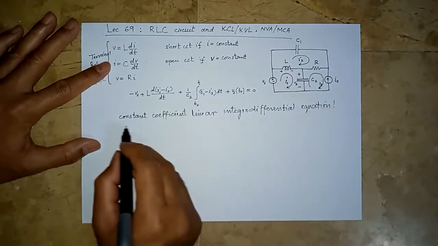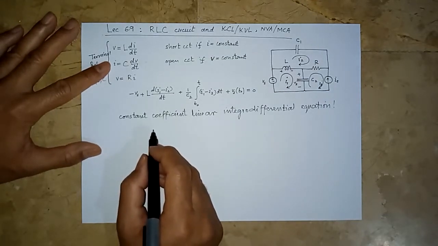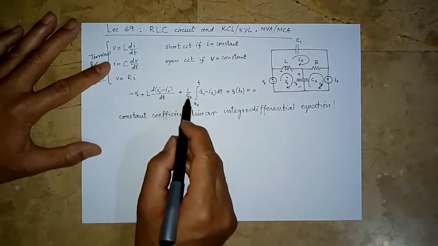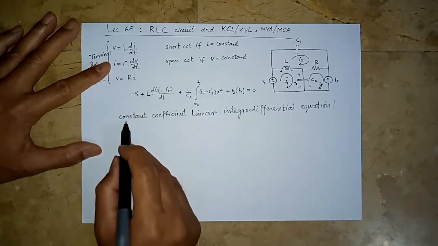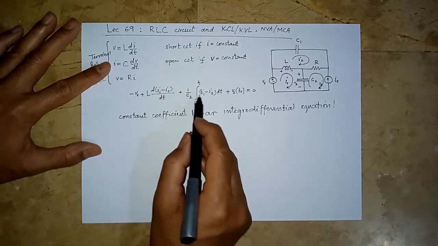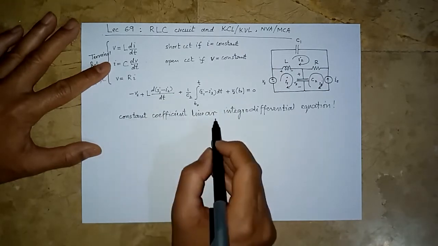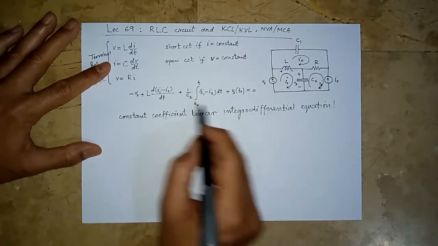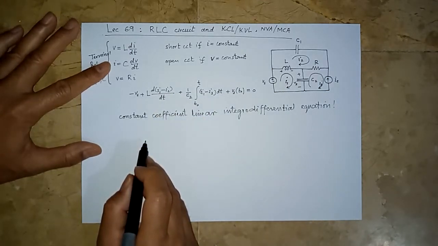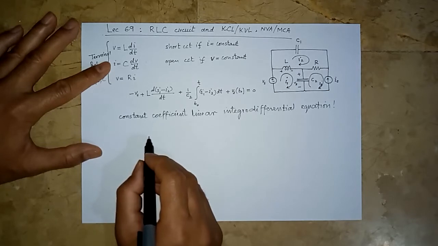The book jokes and says it's not very easy to pronounce even, and it's equally harder to solve, or rather more hard to solve. It's a constant coefficient. These coefficients are constant. The coefficient 1 or minus 1 here is a constant coefficient, and it is a linear equation because derivative is a linear operator, integral is a linear operator, a summation is a linear operation. So it's a constant coefficient linear integral differential equation. We have derivatives and integrals in here, and what a change from the simple algebra that we had been seeing up till now.